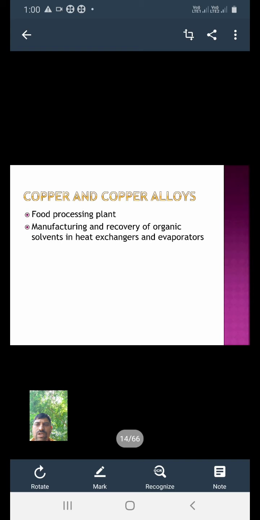Different materials are used for the design of the pressure vessel. Remember that. All of you, when selecting the material, should remember the properties of that material. Copper and copper alloys.